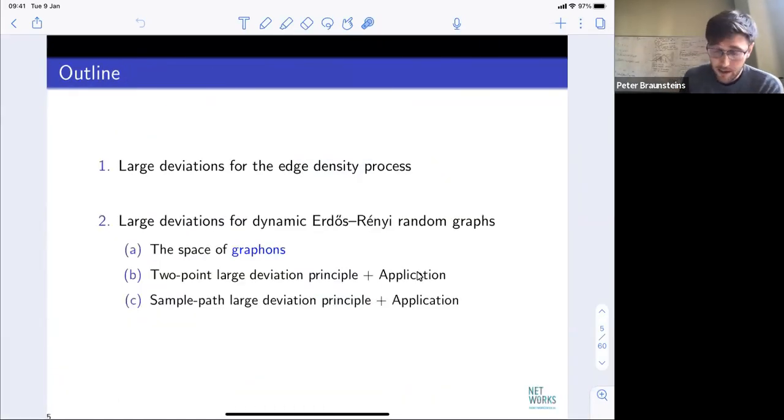All right, so the outline is we're first going to look at large deviations, but for a simpler problem. We're just going to consider the edge density, not every subgraph density, as a warm-up. Then we're going to move on to considering the full graph, and for that we're going to need the space of graphons. Then we're going to derive a two-point large deviation principle, which we can use to answer the first two questions that we saw on the previous slide. And then derive a full sample path large deviation principle, which we can use to answer the last question that we saw on the previous slide.